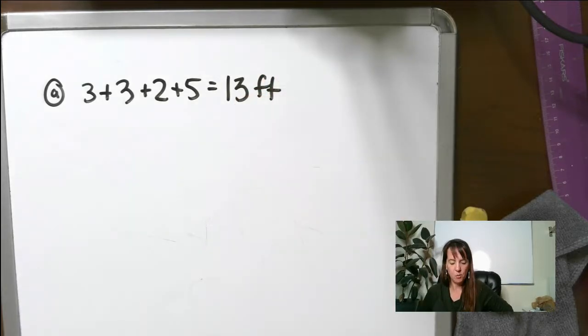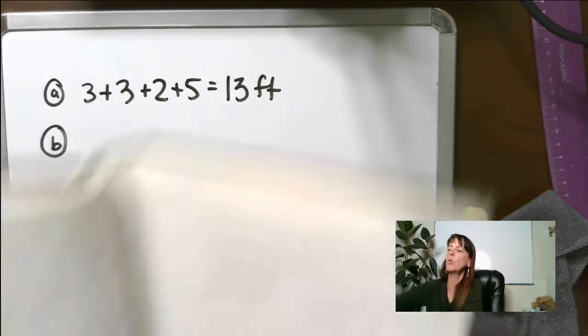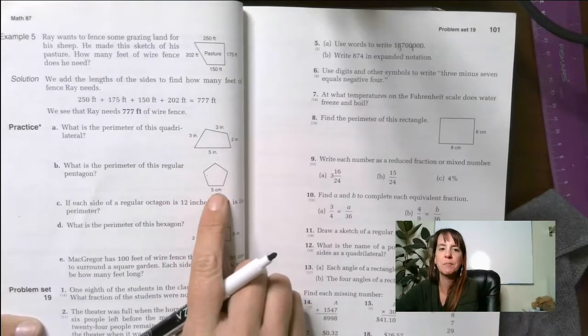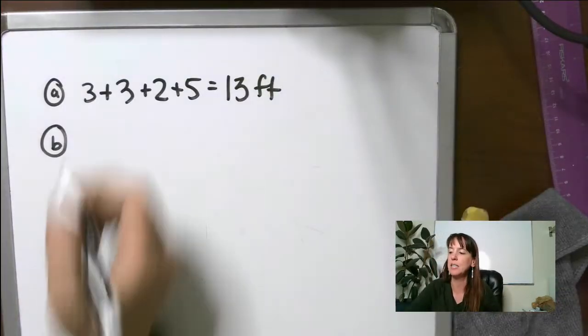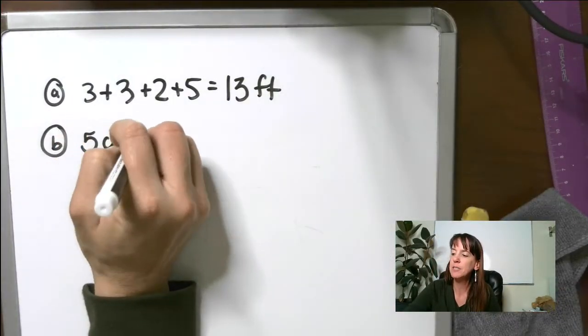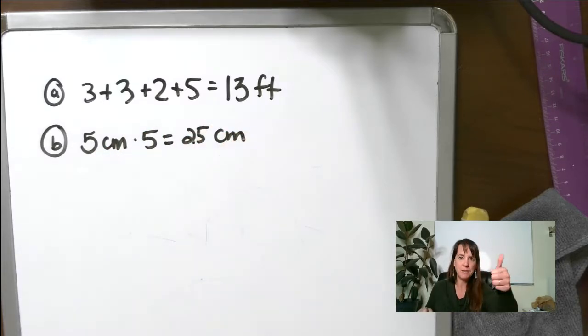All right, what is the perimeter of this regular polygon for B? Regular means all the sides are the same. So there's 1, 2, 3, 4, 5 sides that are 5 centimeters each. So 5 centimeters times 5 equals 25 centimeters. Guys, you have to have your units and you have to share your work on these, okay?